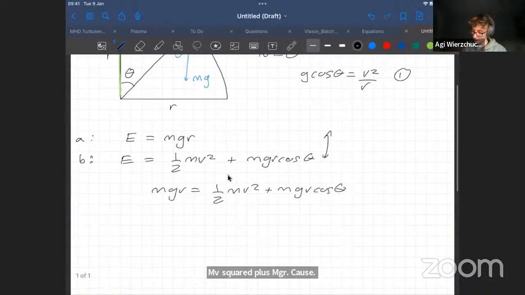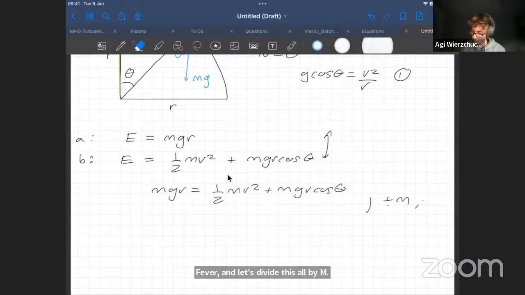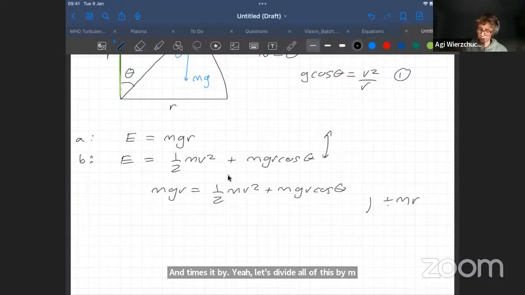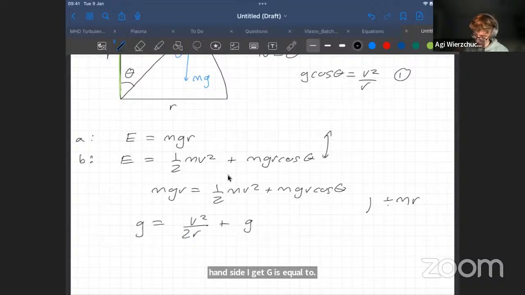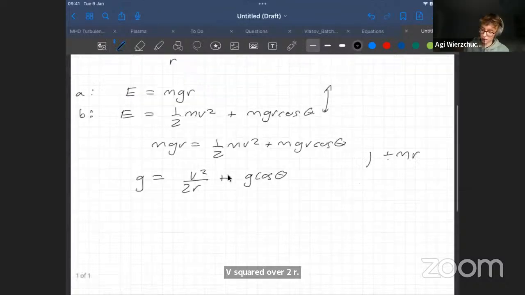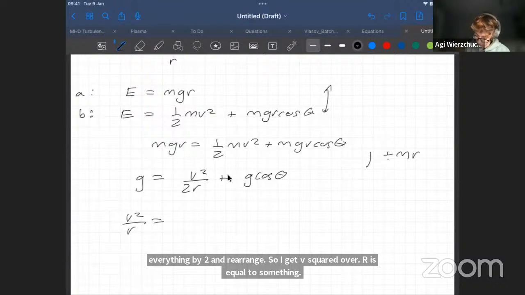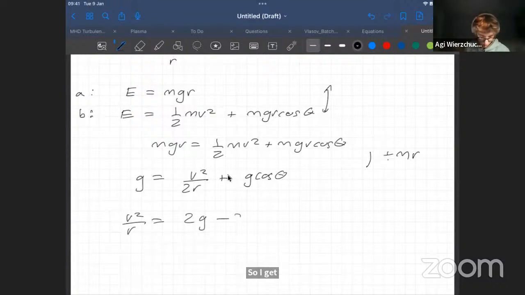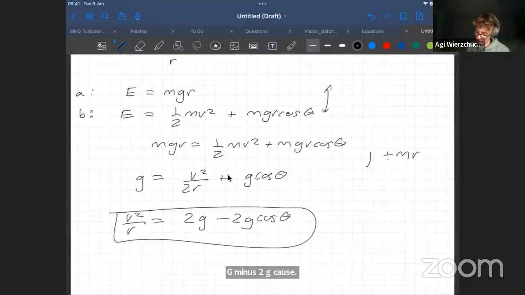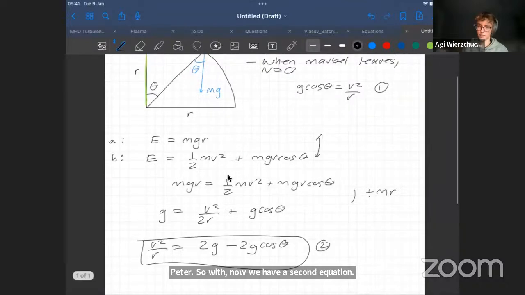Let's divide all of this by m times r, just to make our life easier. So the left-hand side, I get g is equal to v squared over 2r plus g cos theta, like so. Times everything by 2 and rearrange, so I get v squared over r is equal to 2g minus 2g cos theta. So now we have a second equation, and we can solve everything that we've set out to solve.